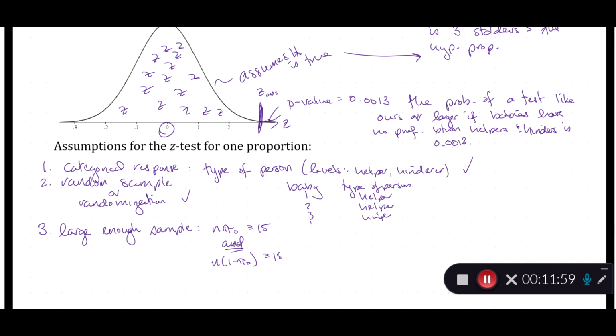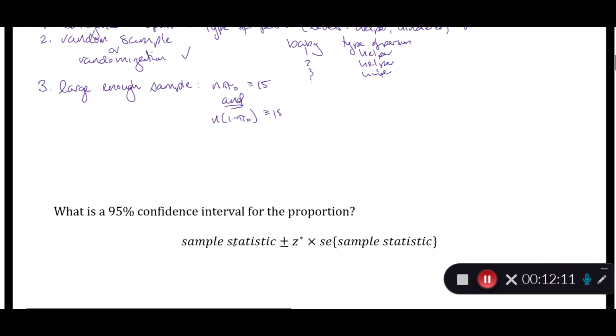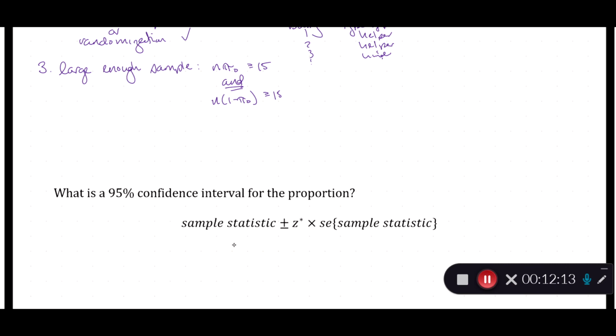But those are the three conditions for the z-test for one proportion, and they are also the same three conditions required for a 95% or any level confidence interval for the proportion. So let's look at what that might look like. Let's find a 95% confidence interval for the proportion, and in this case for the true proportion, pi.